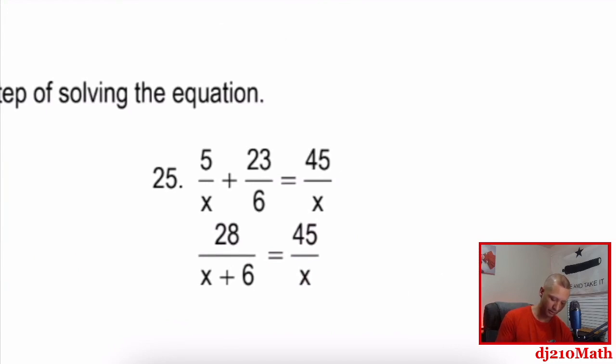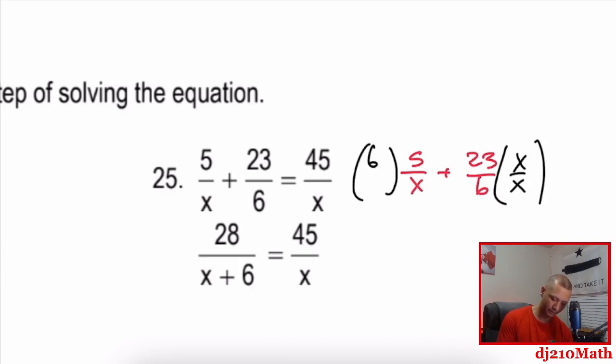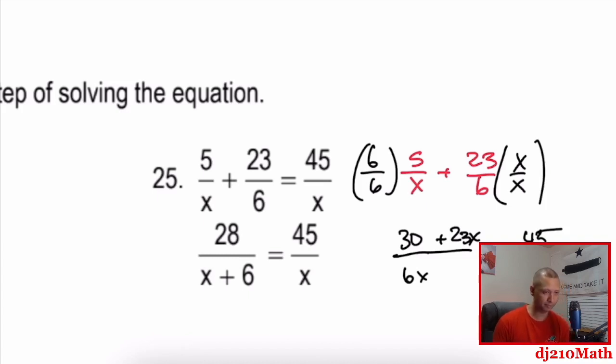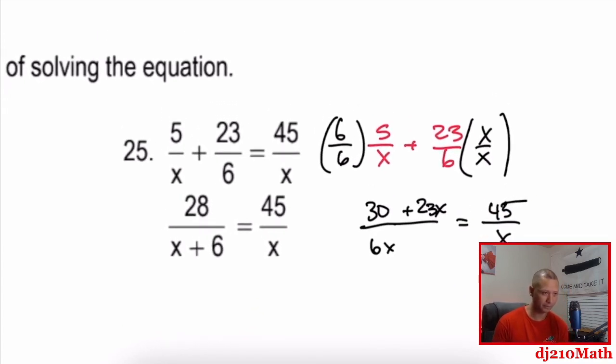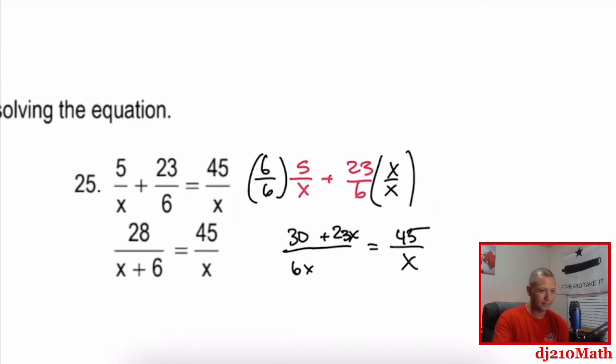All right, again, this would have been 5 over x plus 23 over 6. All right, my first step would have been x over x, 6 over 6. Then this would have been 30 over 6x plus 23x is equal to 45 over x. That would have been my first step. All right, hopefully this is correct.